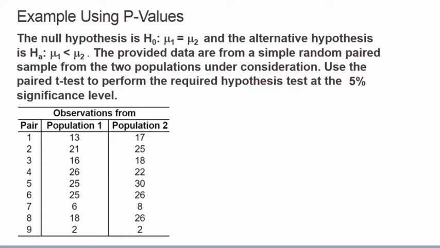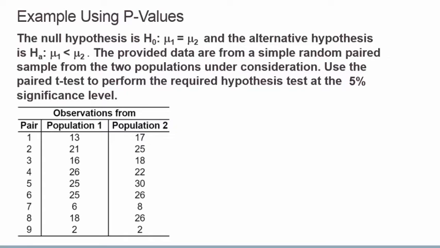Example using p-values. The null hypothesis is H sub 0 colon mu sub 1 equals mu sub 2, and the alternative hypothesis is H sub a colon mu sub 1 less than mu sub 2. The provided data are from a simple random paired sample from the two populations under consideration. Use the paired t-test to perform the required hypothesis test at the 5% significance level.